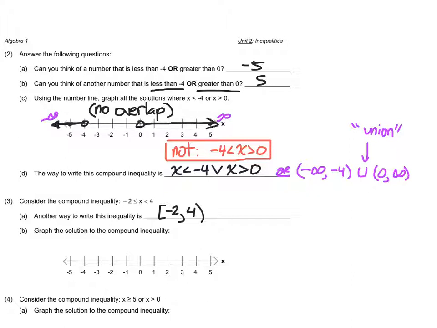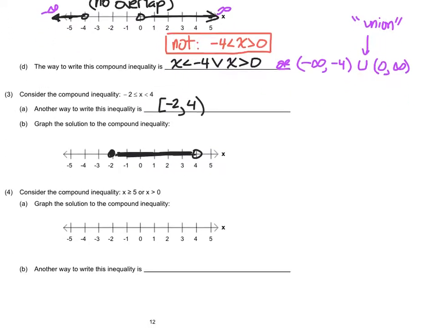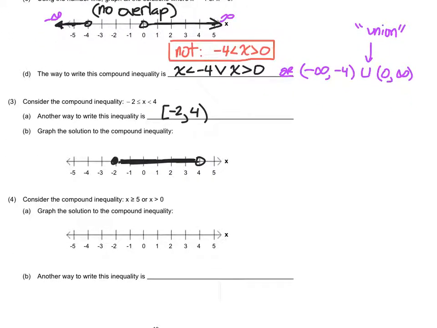All right. So bracket or less than or equal symbols, they're going to get a closed circle on the graph. Parentheses, it's going to get an open circle. And so there's your graph. All right. So it's always between when you're dealing with a compound inequality in that form.